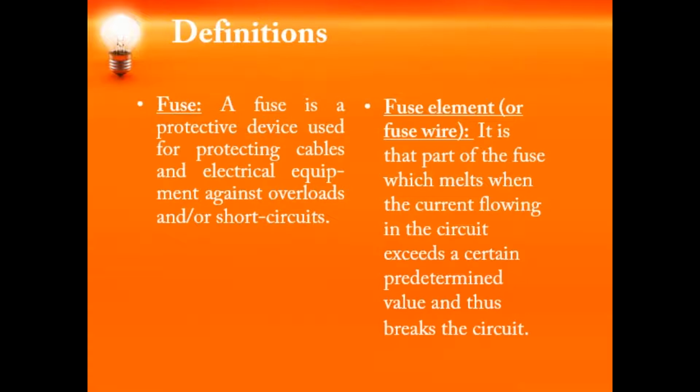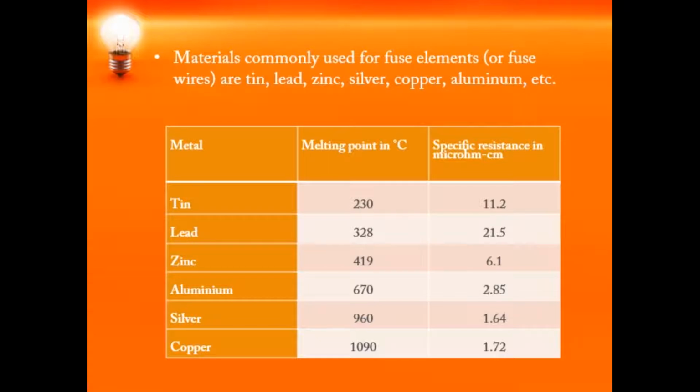Next is the fuse element or fuse wire. A fuse element is nothing but a fuse wire. The fuse wire will be of different materials. That is the wire which will melt when the current flows above its rated value. So it will break the circuit. The materials commonly used as fuse elements are tin, lead, zinc, silver, copper, aluminium.